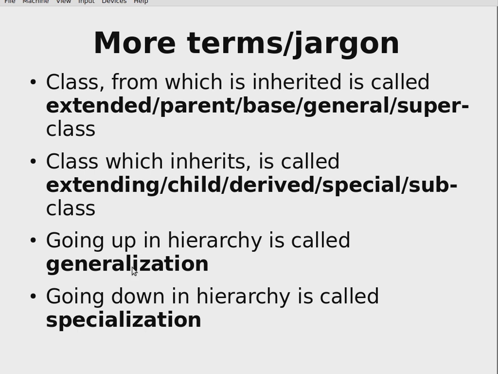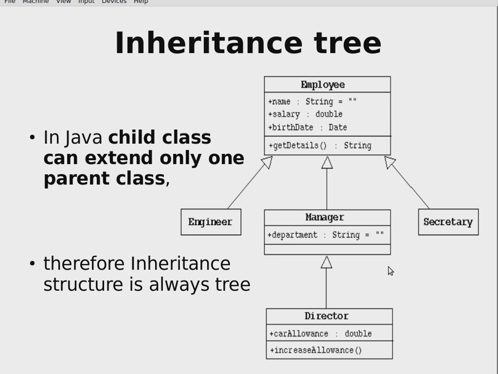Going up in the hierarchy is called generalization, so you generalize things when you go from specific things to more general things. And going down in the hierarchy means specialization. Hierarchy means that, for example, in UML class diagrams, usually more general or parent classes are shown on top of the picture and more specific classes at the bottom. So when you do generalization, you go up. When you do specialization, you go down. And here is an example of a class diagram with inheritance. More general classes are up, more specific classes are down.